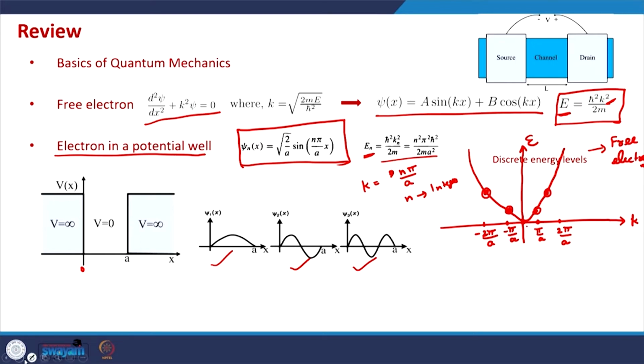Now, the key takeaway from this understanding was that when the electron is confined, it leads to discretization, and this was one of the earliest features of quantum mechanics which was discovered, and it was a paradigm shift in understanding of particles and their nature. Okay. So, with this understanding, now we will see how electrons behave in solids.